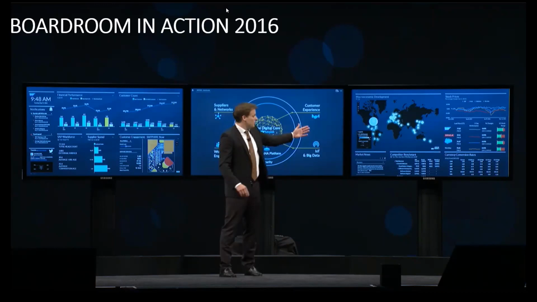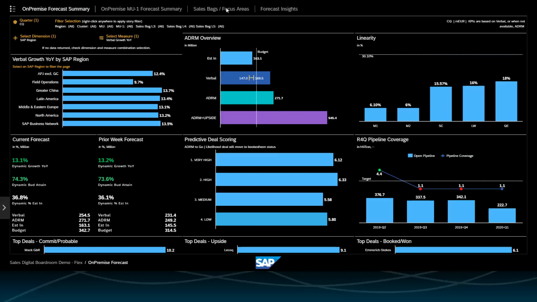Now, if you go to the next slide, what does this look like? This is just a view of how a digital boardroom would look. You could have this on your iPad, on your mobile, or on a desktop. But the idea is that as a supervisory board member, you would see exactly what the executive team is seeing. So, what's the growth rate in different regions? What's happening from a forecast perspective?